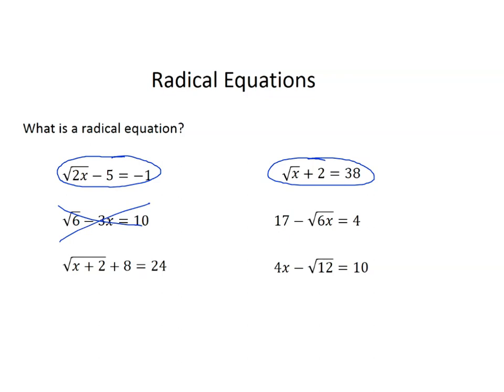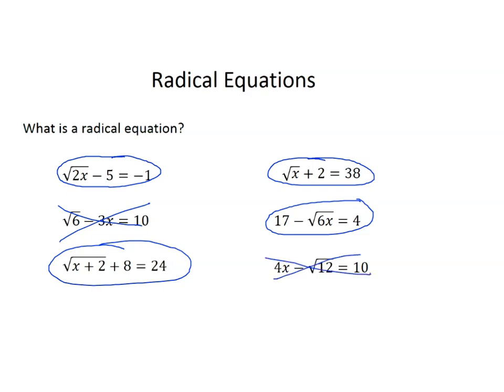Back on the right side, we have 6x inside the radical, so we have a variable as part of the radicand, which means it is a radical equation. Back on the left, we have the sum of x and 2 inside the radical, so there is a variable inside the radical, which makes it a radical equation. And the last one, we're taking the square root of 12, so there is no variable inside the radical, so that one is not a radical equation.